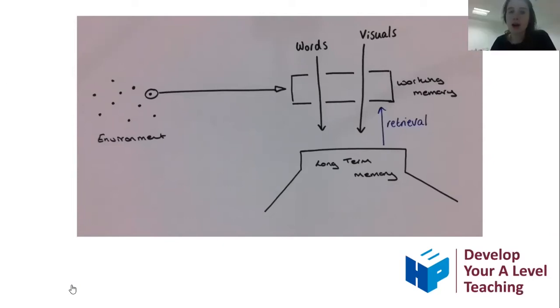There are two paths through working memory. One uses words and the other uses visuals. So as Charlotte said earlier, it's really helpful to combine words with visuals because our brain is able to process them through our working memory in two separate pathways, and we call that process dual coding. Next slide.